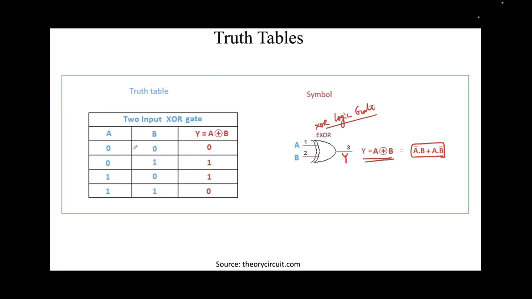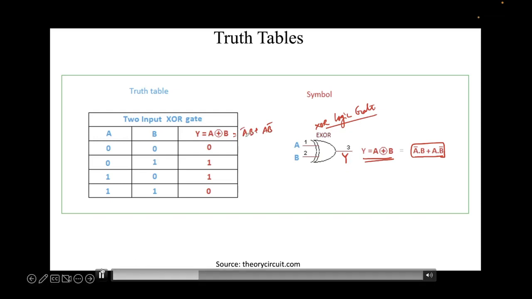Now we'll try to evaluate the output value for the first row. So when input A is 0 and B is 0, we'll try to evaluate what is the value of Y. So note that the expression for this is A bar B plus AB bar. So let's say for the first row, A is 0, B is 0. So A is 0, so 0 bar will be 1. 1 times 0 is 0 plus 0 times 1. So answer will come out to be 0. Second, when A is 0, B is 1. So A is 0, the first term will come out.